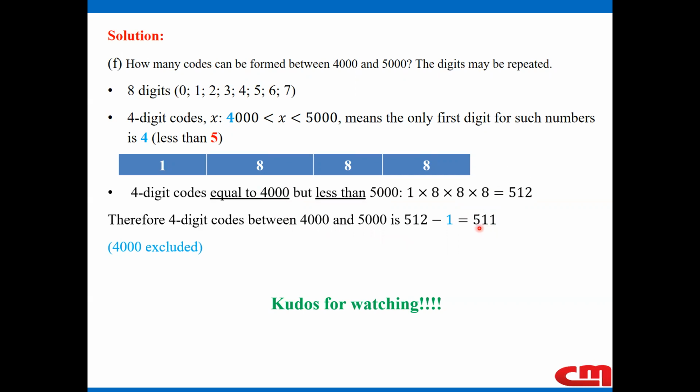So this is the answer to the problem, 511, right? We have excluded the 4,000. These are the tricks that always come with this type of problem, wherein you want to come up with the codes. And this is the approach. I don't think there's any other approach besides including it, then removing it.